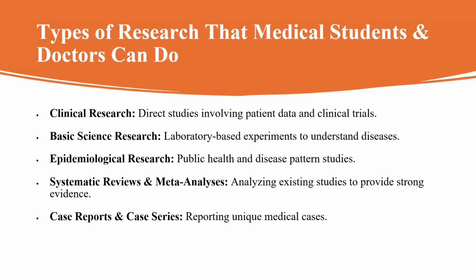Basically, systematic reviews and meta-analyses are types of reviews, used to analyze existing studies to provide strong evidence. A systematic review is qualitative work, and a meta-analysis is quantitative work basically. So this is the basic difference between them. We will discuss these different types of research further in our course, in the next lectures and upcoming days.